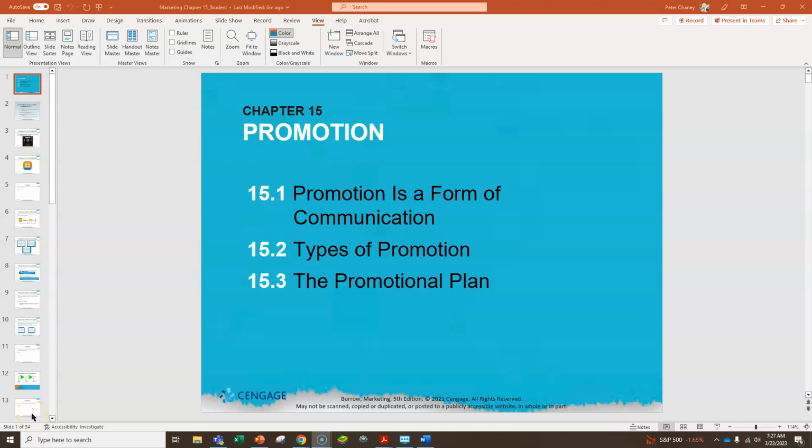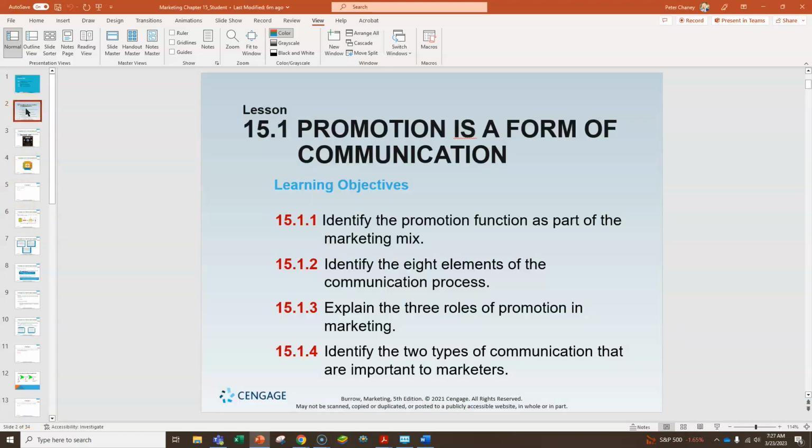Okay, so going into section 15.1, we're going to identify the promotion function as part of the marketing mix. We're going to identify the 8 elements of the communication process. We're going to explain the 3 roles of promotion and marketing. And we're going to identify the 2 types of communication that are important to marketers.